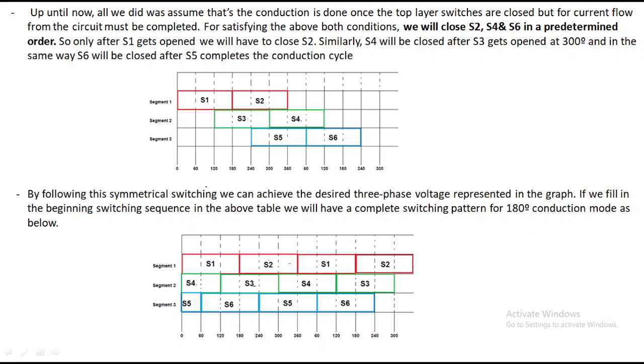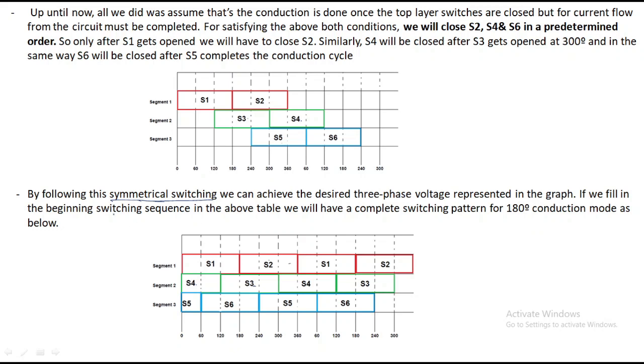After S2 again S1 will be on. S3, S4 will be on. After S4, S3 will be on. So this is the symmetrical switching. Symmetrical switching means after completion of S1, S2 should be on. After completion of S2, we can achieve the desired three-phase voltage represented in the graph. We will get the three-phase voltage.